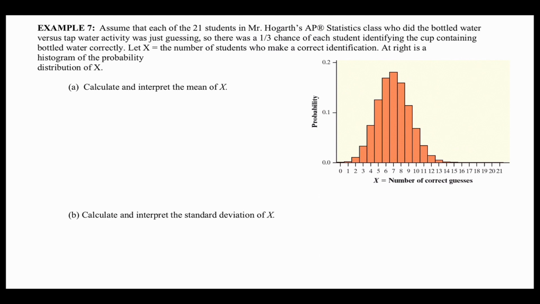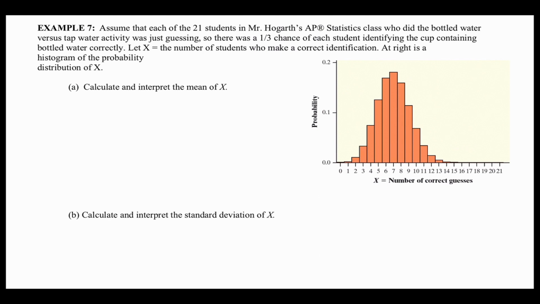This class did the same thing. So there was a 1/3 chance of each student identifying the cup containing the bottled water correctly. X is the number of students who actually made that choice. At right is a histogram of the probability. They want us to calculate and interpret the mean of X.